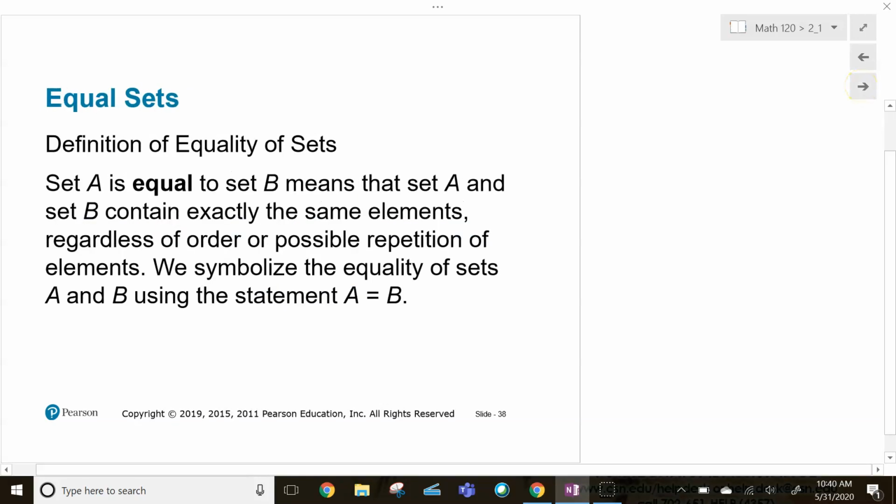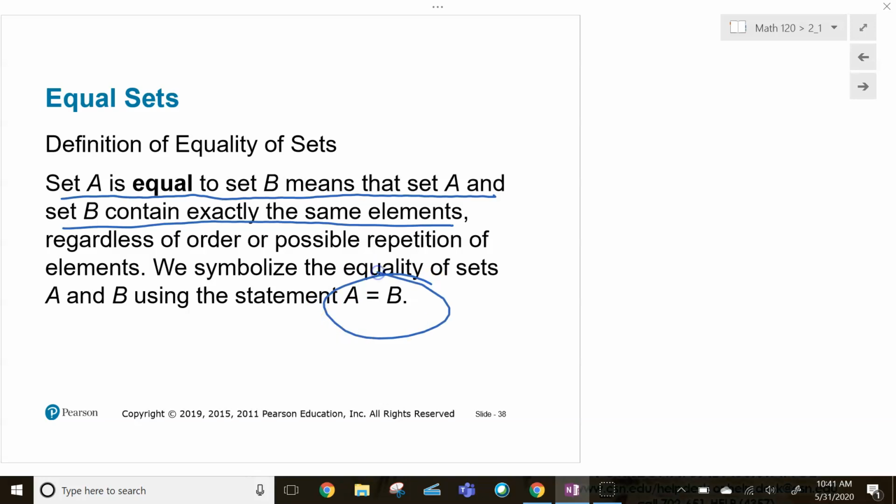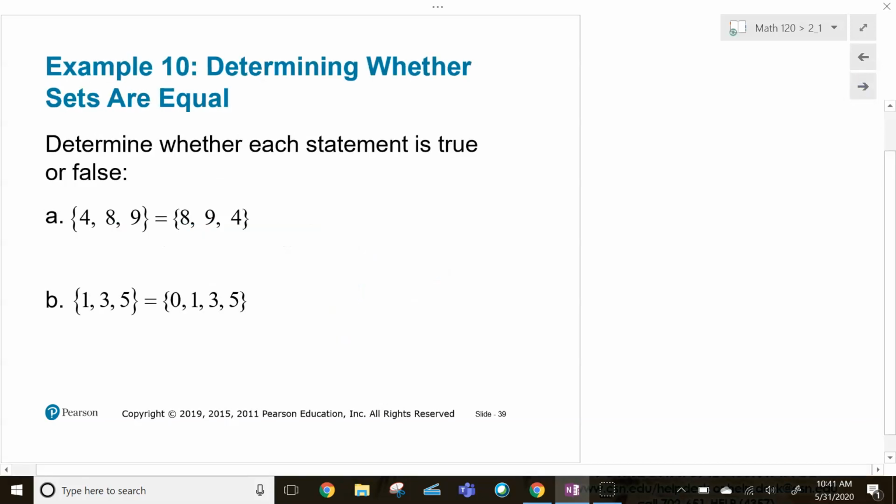So let's talk about equality of sets. So now this is a little different. Before we talked about equivalent sets, right? Set A is equal to set B means that set A and set B not only are equivalent, they have the same number of elements, but they also have the same exact elements. Same exact elements. That's the requirement.